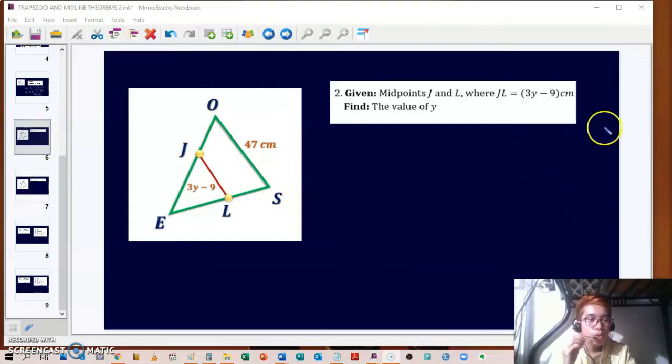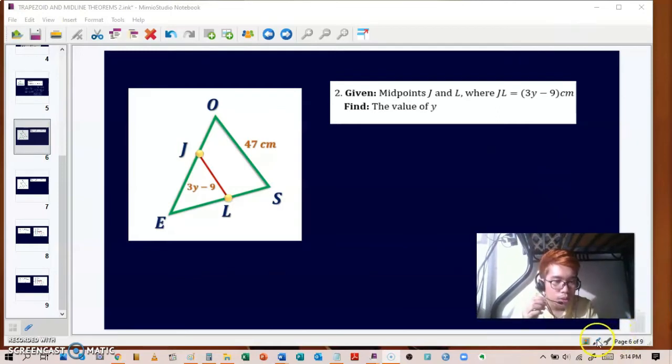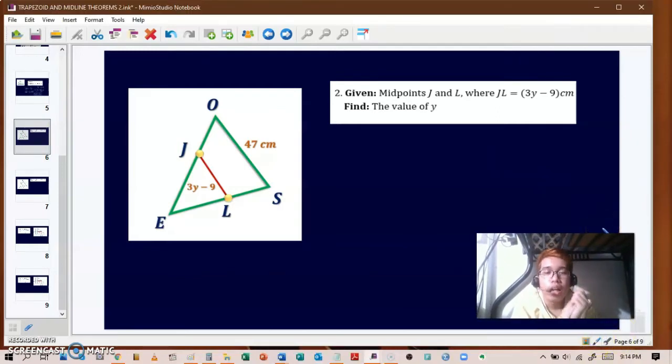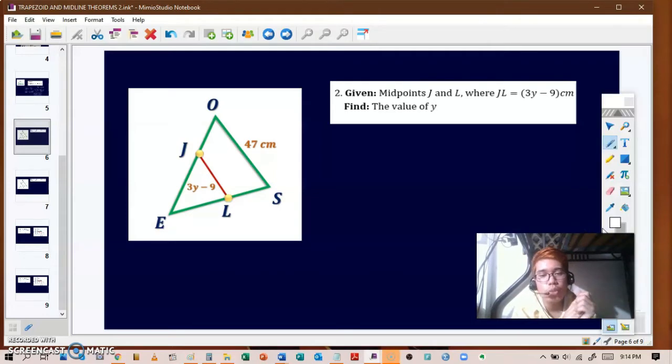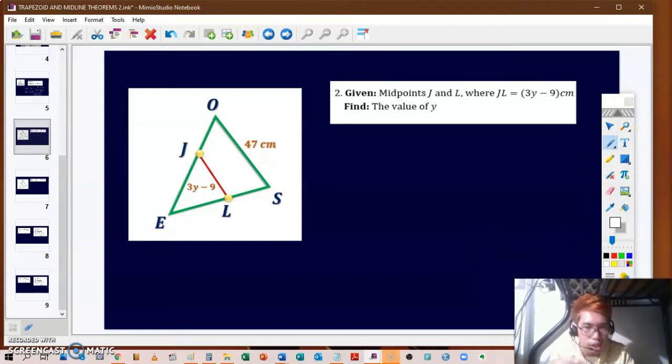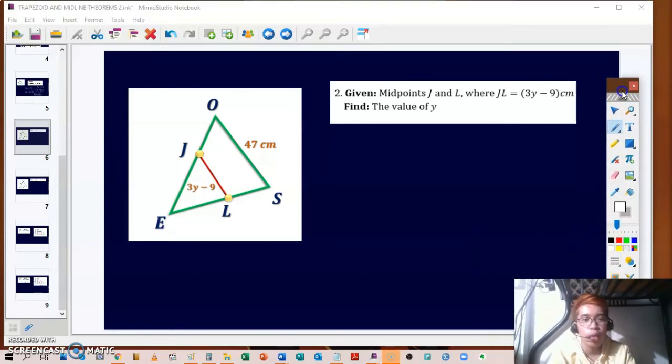Okay, so for our second problem, let's have a look at this one. We have here triangle OES with a midsegment, or midline, JL, and JL measures 3y minus 9. We want to know the value of y, given that JL is equal to 3y minus 9 and OS is equal to 47 centimeters.